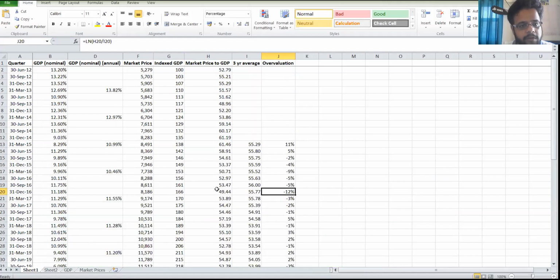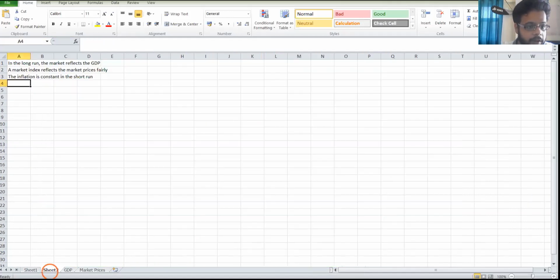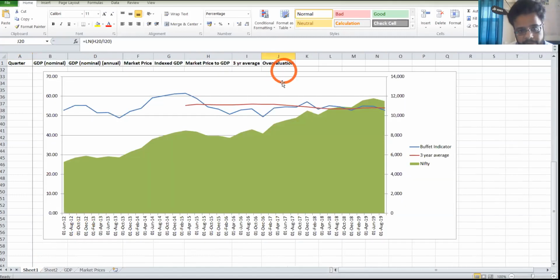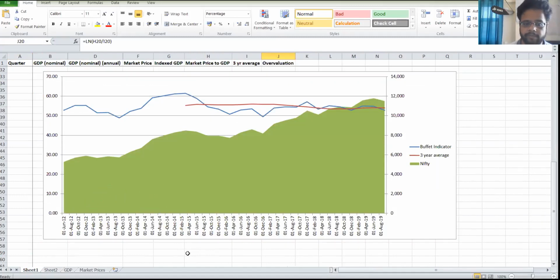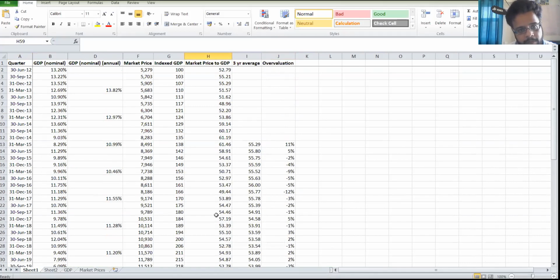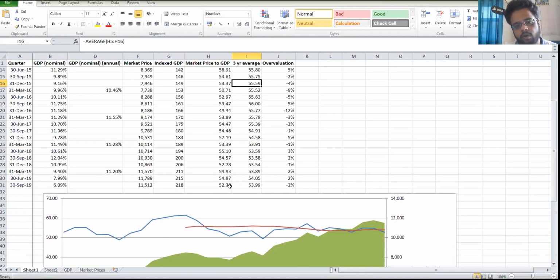So that was the Buffett indicator, how to calculate it and what it is. Again, I'll refer to our three assumptions. In the long run, the market reflects the GDP, not in the short run. That creates market fluctuations, and we have seen that is actually the case. The market index reflects market prices fairly, which, if you're a trader, is what you're trading for, so that is a fair assumption to make. And inflation is constant in the short run. So this entire model is based on the consistency of inflation in the short run. Since we are taking growth ratios, the inflation should be cancelled out. However, if it deviates significantly in the short run, the inflation will not be cancelled out.